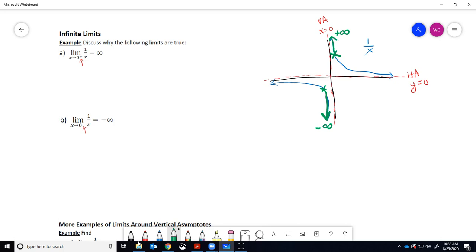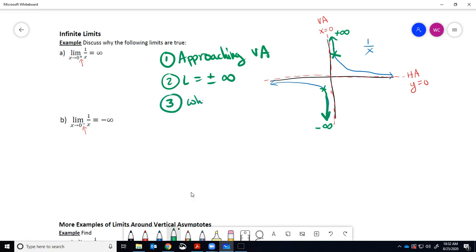So one thing I want to encourage you to do is recognize that you're approaching a vertical asymptote. If we can figure out that we're approaching a vertical asymptote, then we know that we either have to go up to infinity or down to negative infinity. The question is which one? So if we know we're approaching a vertical asymptote, number 2, we know that the limit is plus or minus infinity. Step number 3 is to figure out which one.